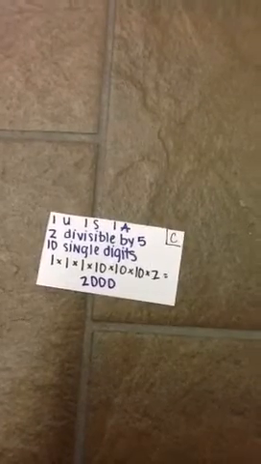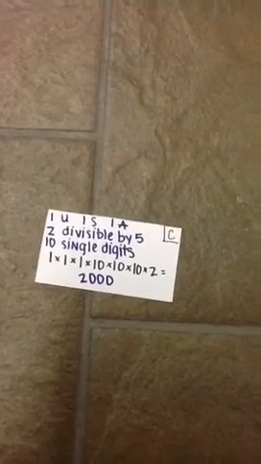So there's only one possible U, one possible S, and one A. And there's only 2 numbers that are divisible by 5, which are 0 and 5. And there's 10 single digits, so it would be 1 times 1 times 1 times 10 times 10 times 10 times 2, which equals 2,000.